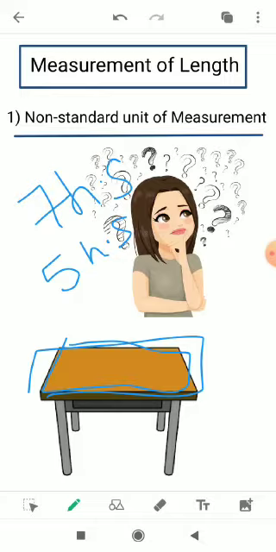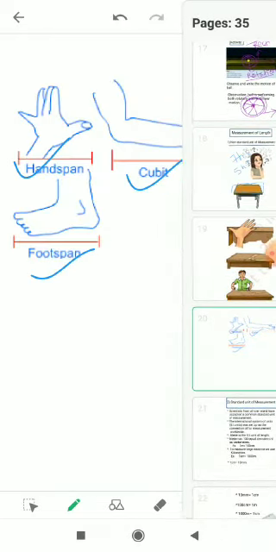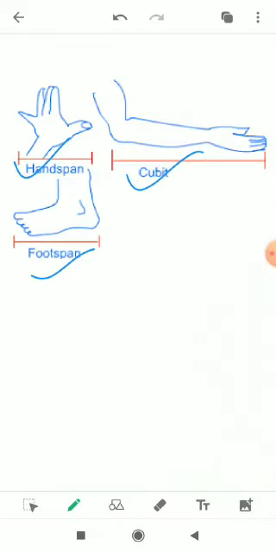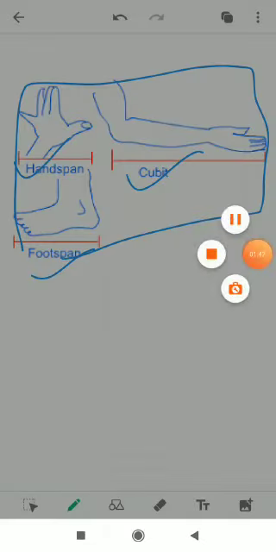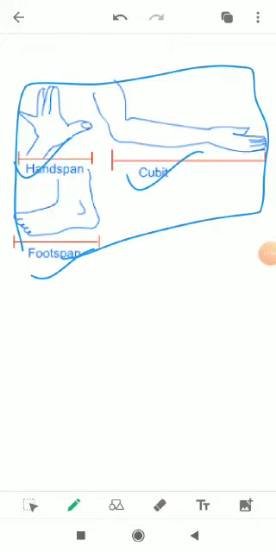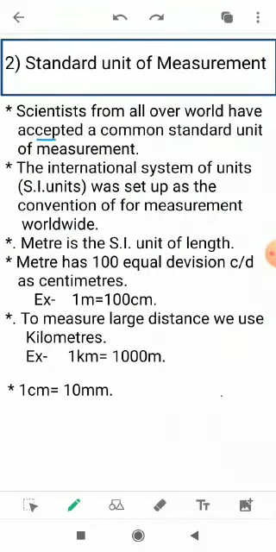In the same way, this type of confusion existed when earlier people were using this type of method to measure length. So we can say that this technique of measuring length is known as the non-standard unit of measurement or non-standard technique of measurement. Because of this confusion and inaccuracy, scientists from all over the world have accepted a common standard unit for measurement which will be accepted worldwide.